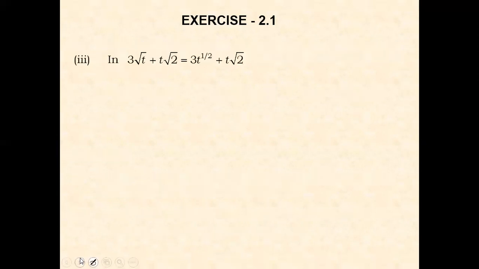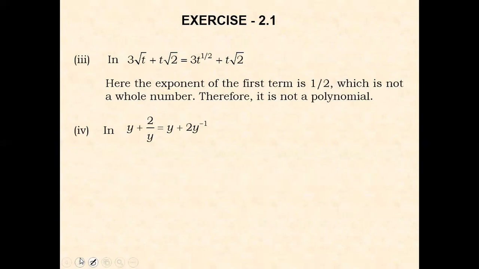Now next we have the third part, in which we have 3 root 2 t, root 2, then 3t raised to the power 1 by 2, and then t under root 2. Here the exponent of the first term is half. You can see root t, not root 2. Root 2 is multiplied with t, but in the first term we have root t, and root t means t raised to the power 1 by 2. So the power of t is a fraction, or you can say a rational number. That's not a whole number. So we say this is not a polynomial in one variable, because to be a polynomial, it is mandatory that the powers, the indices, must be whole numbers.